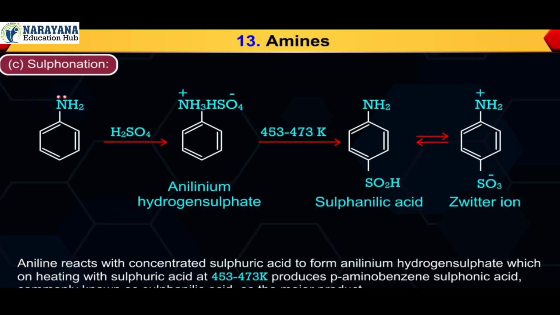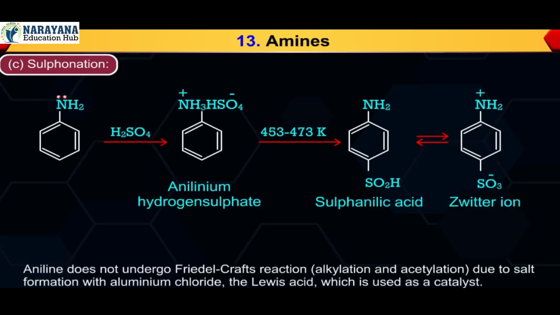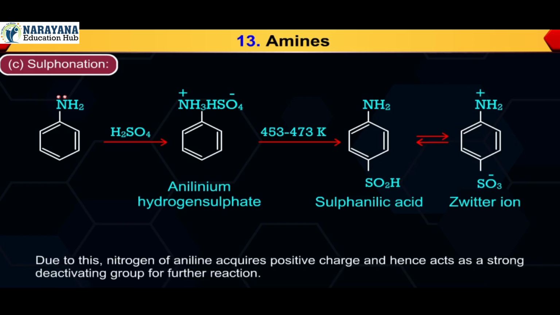Aniline, in the presence of H2SO4, gives anilinium hydrogen sulfate. On heating at 453 to 473 Kelvin, it gives sulfanilic acid, a reversible zwitterion. Aniline does not undergo Friedel-Crafts reaction, that is, alkylation and acetylation, due to salt formation with aluminium chloride, the Lewis acid, which is used as catalyst. Due to this, the nitrogen of aniline acquires a positive charge and hence acts as a strong deactivating group for further reaction.